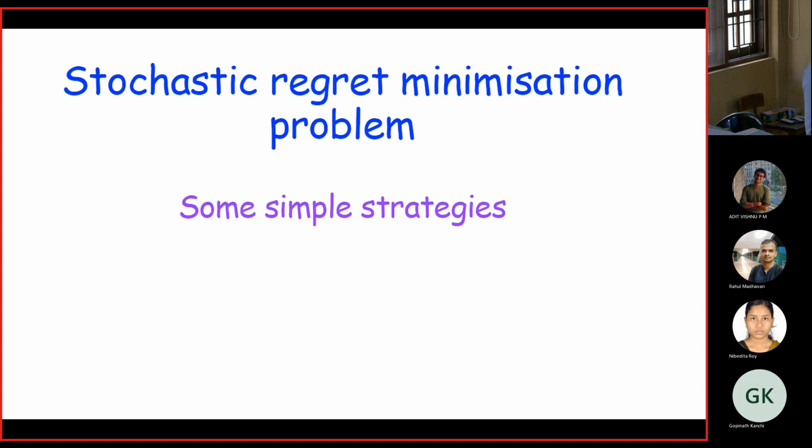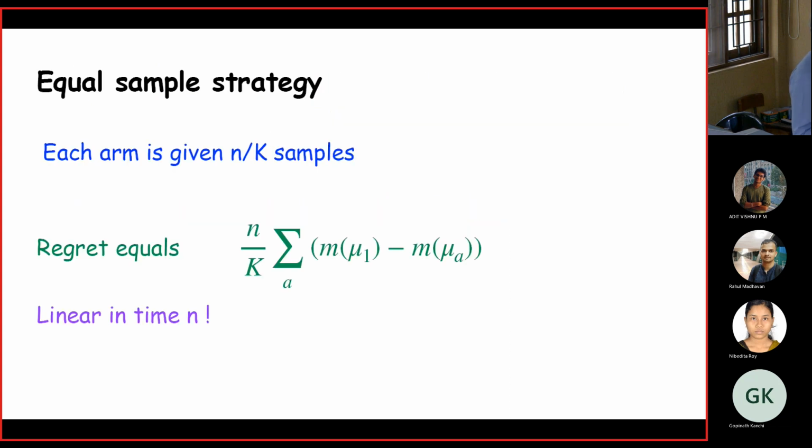Now let's come back to stochastic regret minimization problems. Now we just see the output from the arm that we pull. And let's do some simple strategies. So suppose each arm is given, I'm confusing between small n and big T, but this is the total number of trials, an equal number of samples. Then it's clear that most of the time I'm pulling the wrong arm. So n by k times I'm incurring this regret for each A. So my regret is linear in n. So obviously a bad strategy.